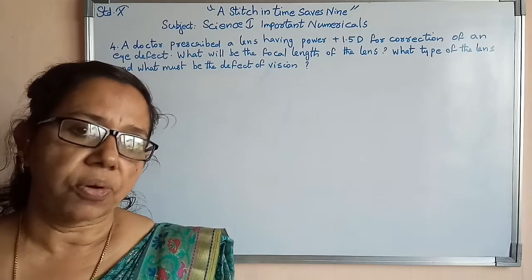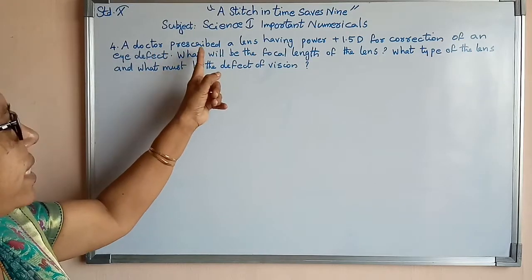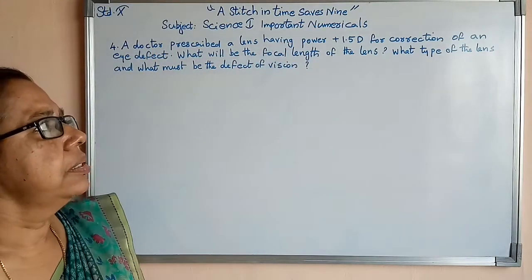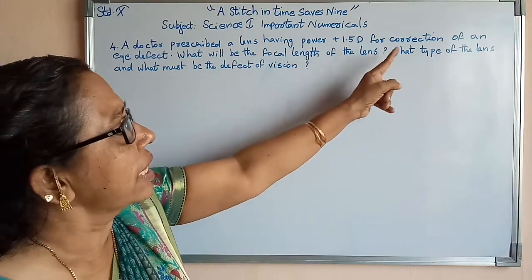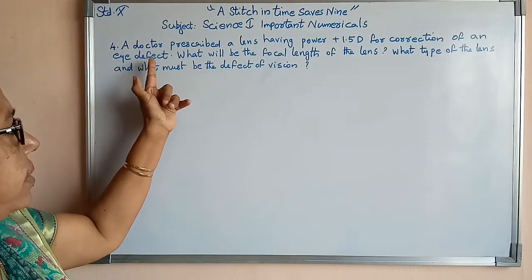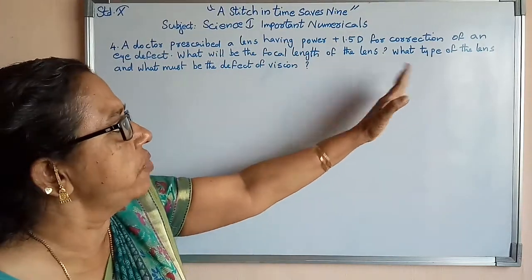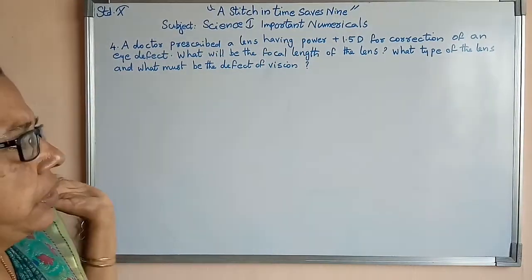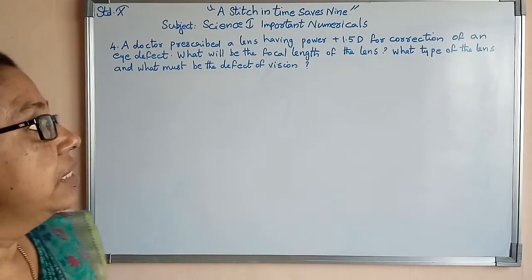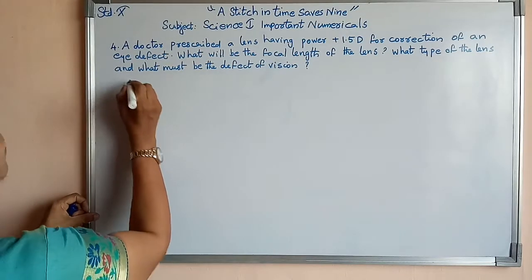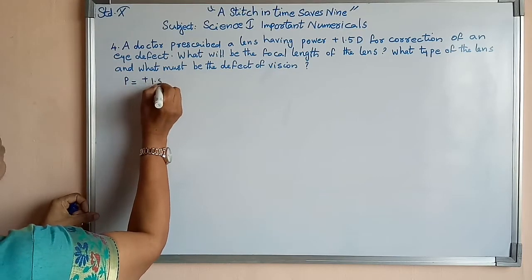Now we will solve the fourth sum. Before solving, let us read the question well. A doctor prescribed a lens having power plus, that means a positive 1.5 diopter, for correction of an eye defect. What will be the focal length of the lens? First question. Second question, what type of lens is used? Third question, what must be the defect of vision? So for that, which value is given? Power given. Power P is equal to positive 1.5 diopter.